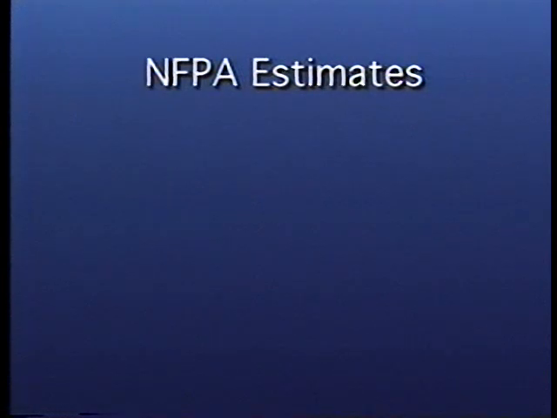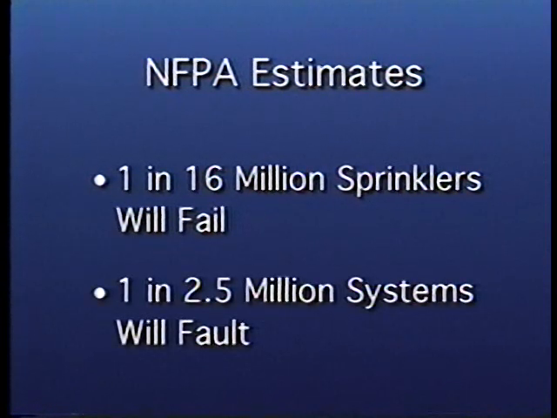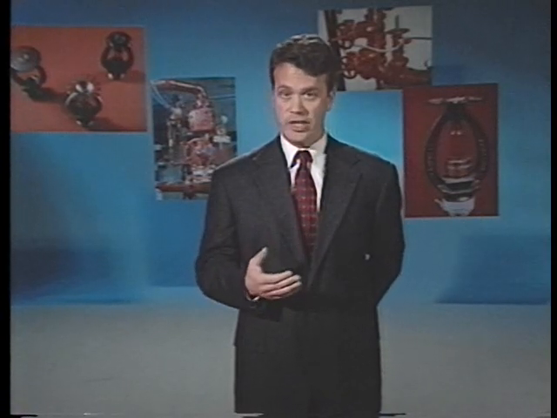According to NFPA, accidental discharge of water from an automatic sprinkler system or other parts of a fire protection water system due to defects in sprinklers, water control valves, piping, or associated equipment is very rare. NFPA estimates that 1 in 16 million installed sprinklers will fail and allow water discharge, and that 1 in 2.5 million installed systems will fault and permit water discharge. In most cases, such failures are the result of poor quality control during initial installation or of lack of maintenance.